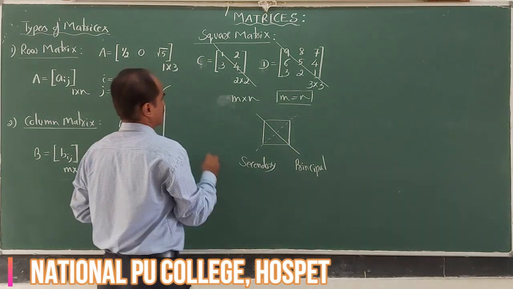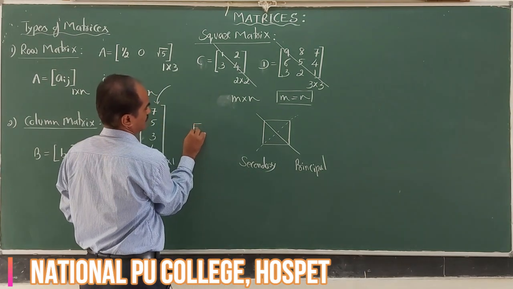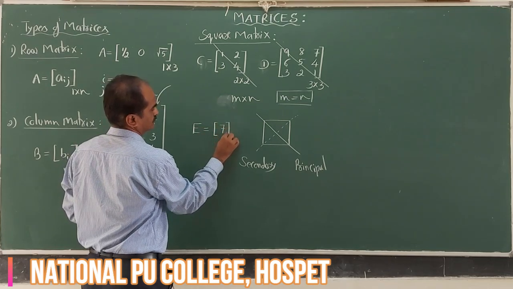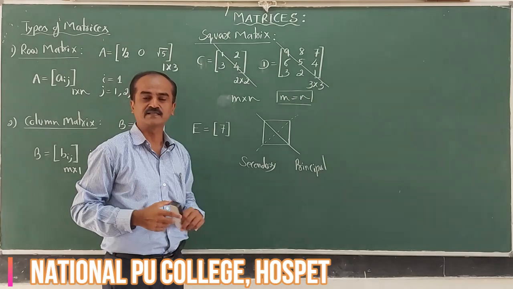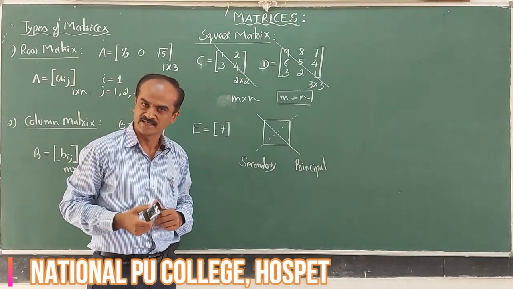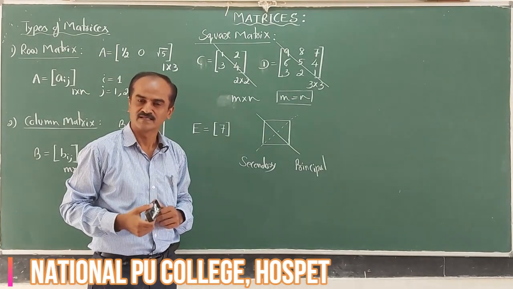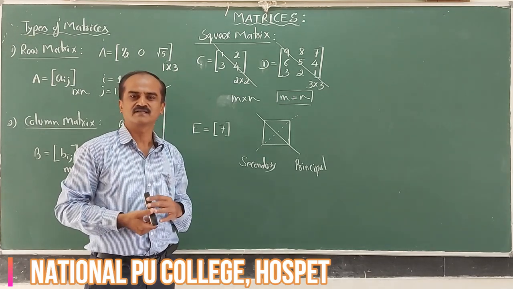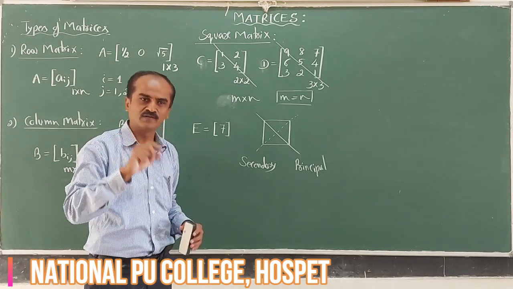Now, suppose I write one more matrix, say matrix E equal to, only one entry I have written. Is this a matrix? Yes, definitely. Then how many rows, how many columns are there? Only one row, only one column.